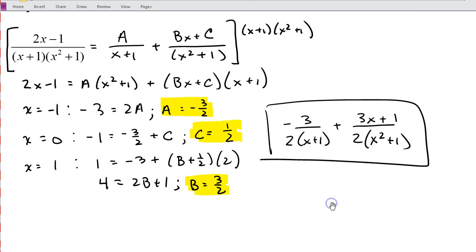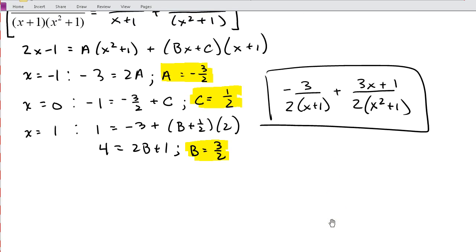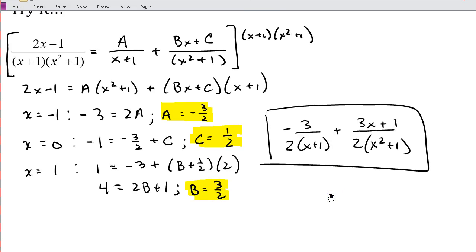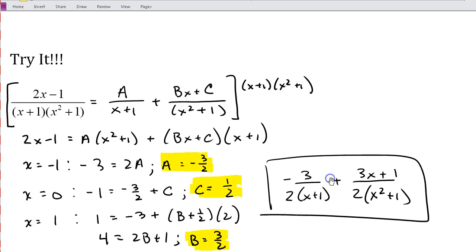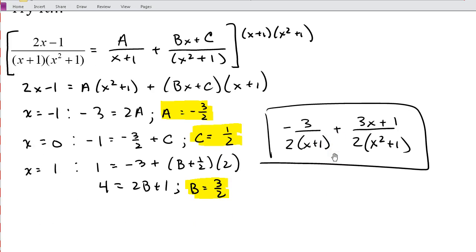We do have one more type of problem that we're going to do, if the degree of the numerator is greater than the degree of the denominator. We'll have to figure out what to do with that as well. I don't know if you noticed, but in all the problems we did here, the degree of the numerator was less than the degree of the denominator. So for now, you've got everything you need to start practicing these.